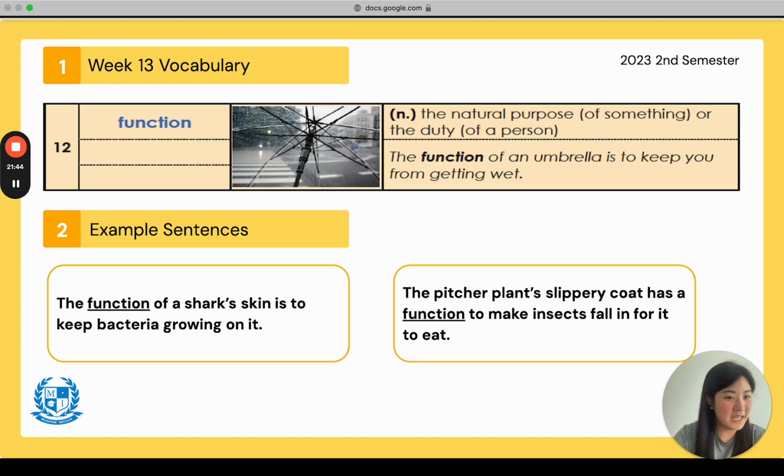These next two sentences, I got the help from your TED Talks book. It says, the function of a shark's skin is to keep bacteria from growing on it. It's to prevent it so that it will not grow any bacteria. Function. And if you remember the next, the pitcher plant's slippery coat has a function to make insects fall in for it to eat. So remember the pitcher plant, and it's slippery inside. Once a bug lands in there and it's wet, it goes ploop, and it falls in, and the plant is able to eat it. Function.